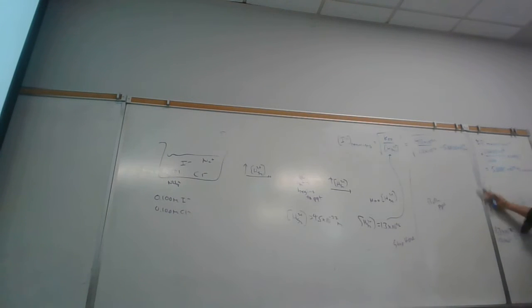Okay, if that's the percent remaining, then I want to calculate the percent precipitated. So the percent precipitation is equal to 100% minus the percent remaining.